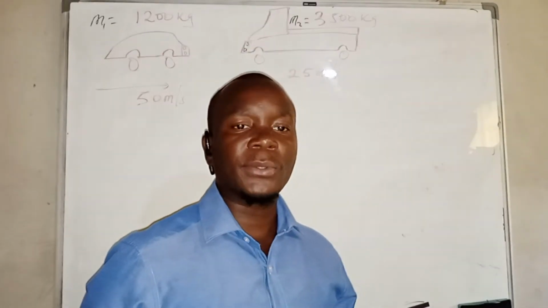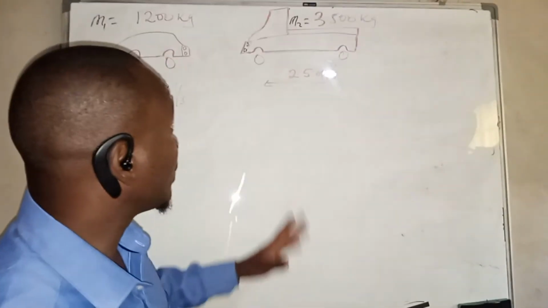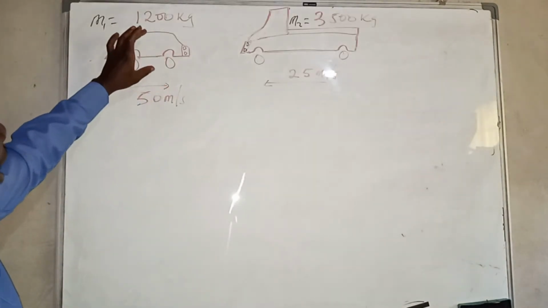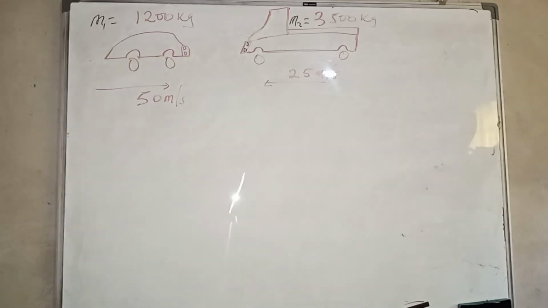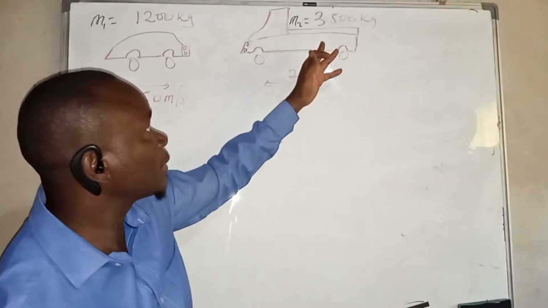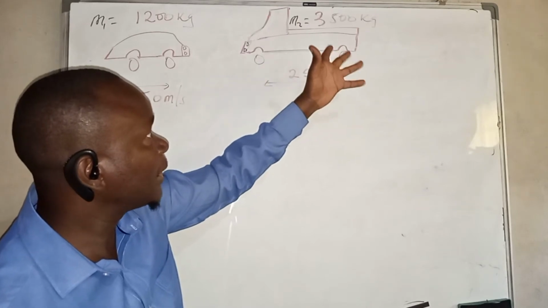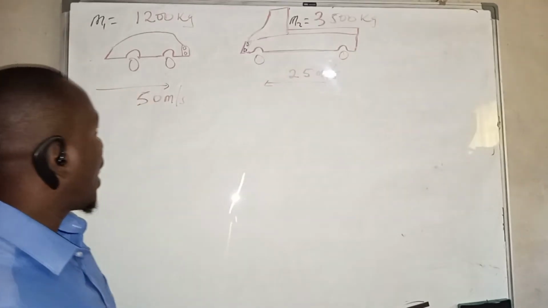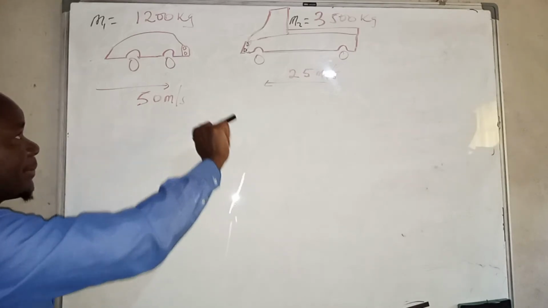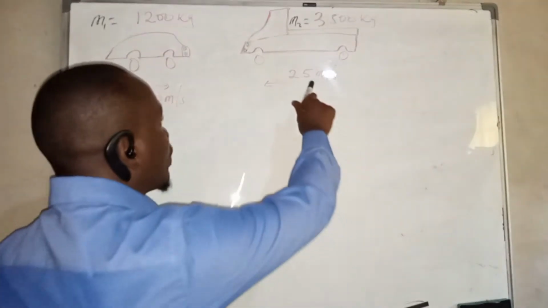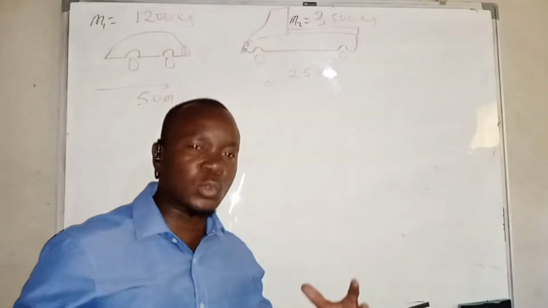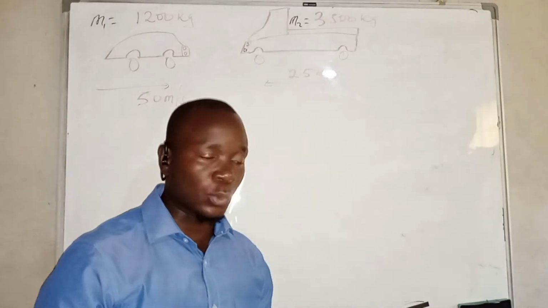Welcome. In this video, we're going to look at yet another example on momentum, where we've been given these two cars. We have car one, which has a mass of 1,200 kg, and then the truck, which has a mass of 3,500 kg. This one is moving at 50 meters per second in this direction, and this one is moving at 25 meters per second. Now we are told that these two cars collide and stick together.